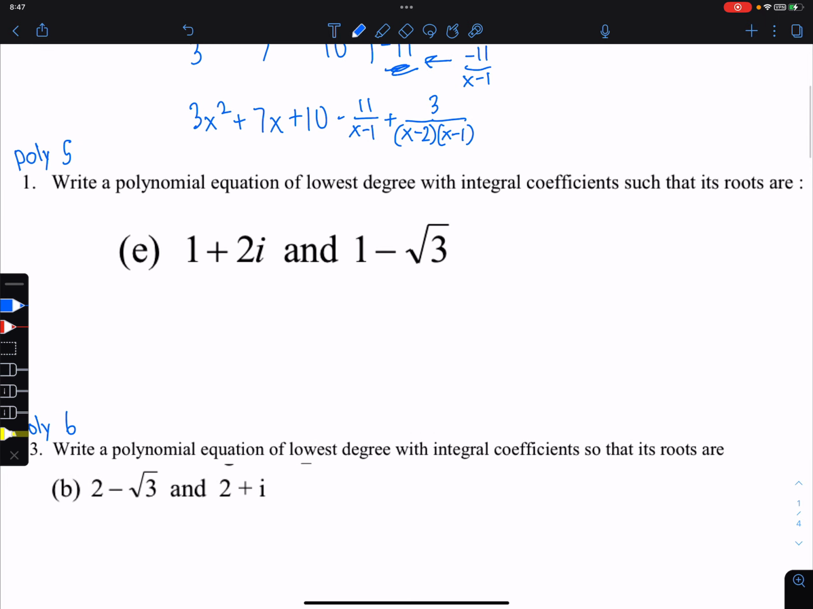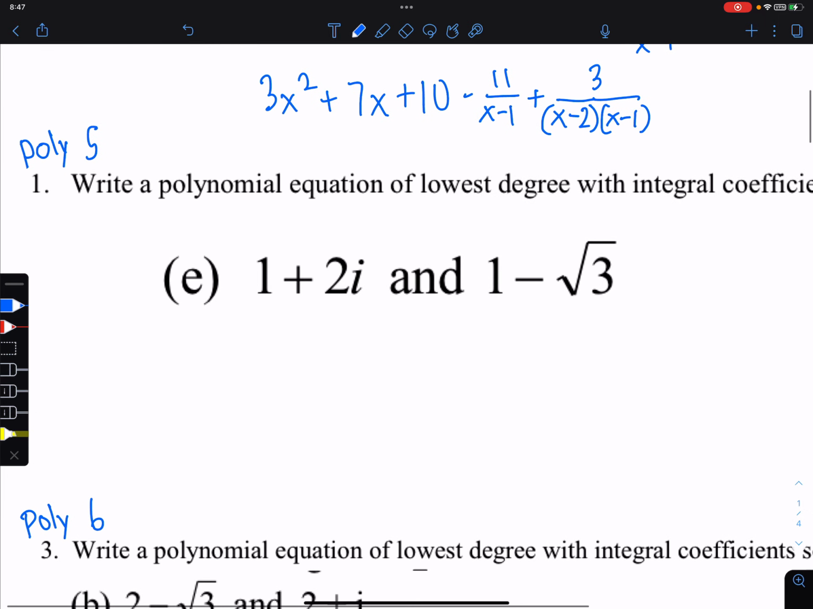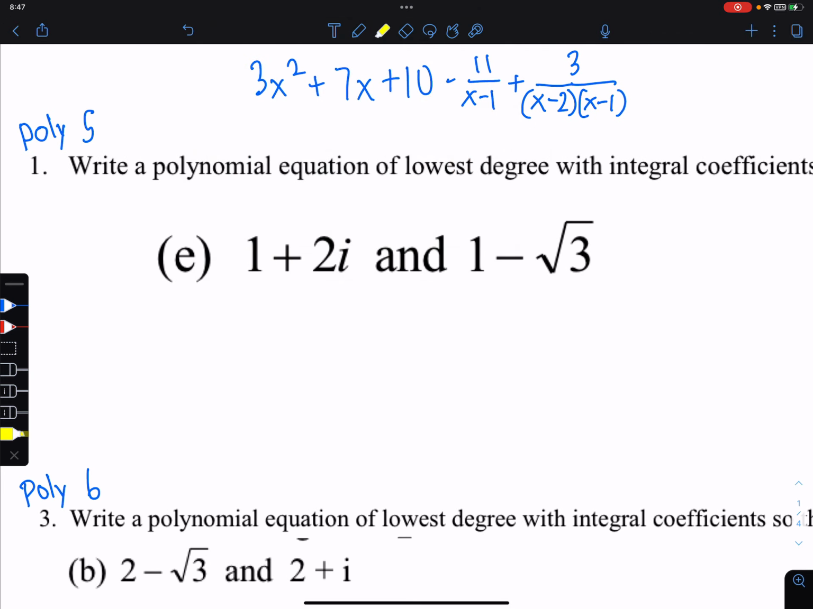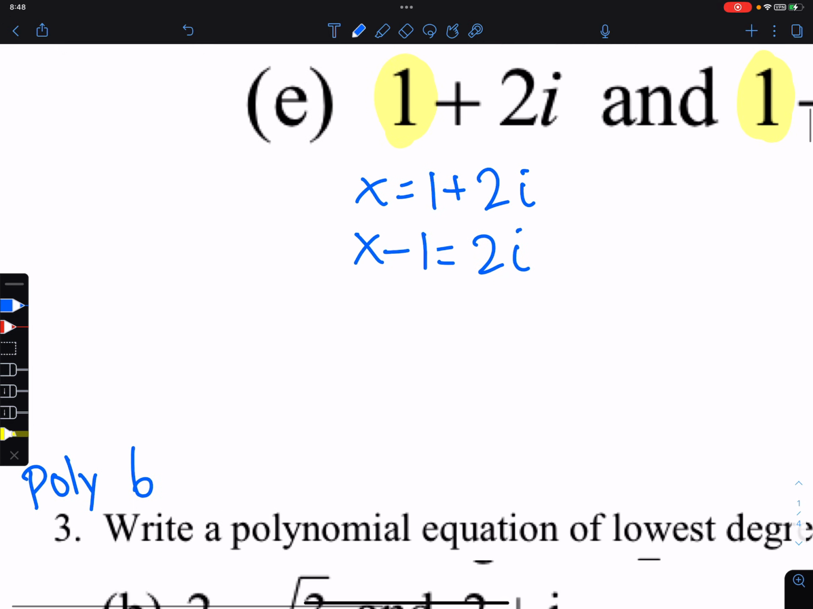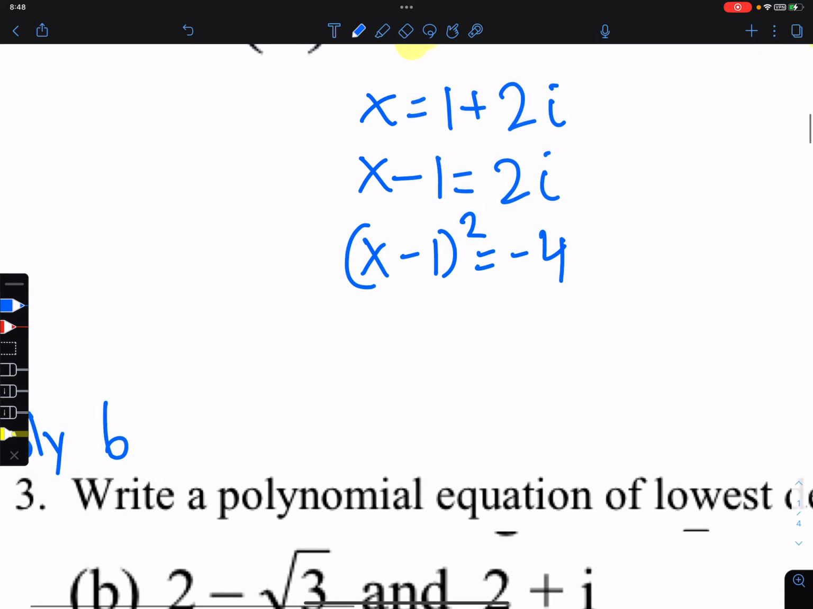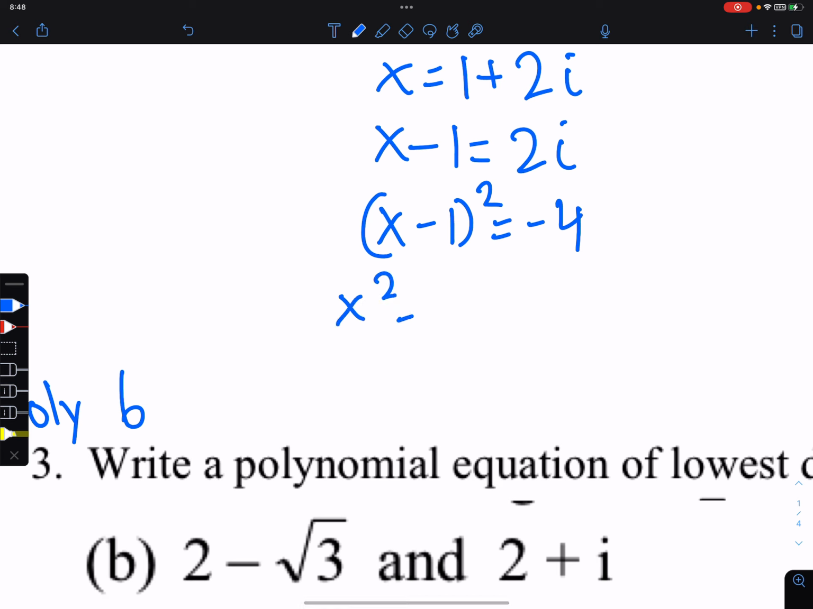For this one is just a small thing that I know. So if you have two different roots and you look at the first number and they're the same, think of when we do reverse CTS, so like here we would do x is equal to 1 plus 2i, x minus 1 is equal to 2i, and then you square both sides to get x minus 1 squared is equal to negative 4, right? And then you do x squared minus 2x plus 1, and you add the 4, right?